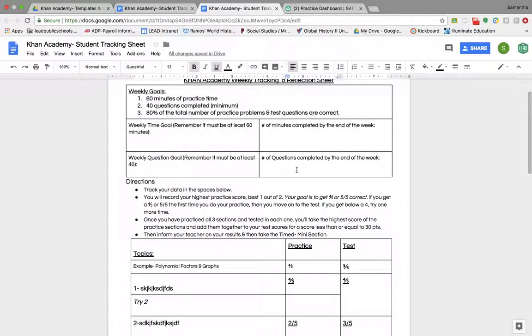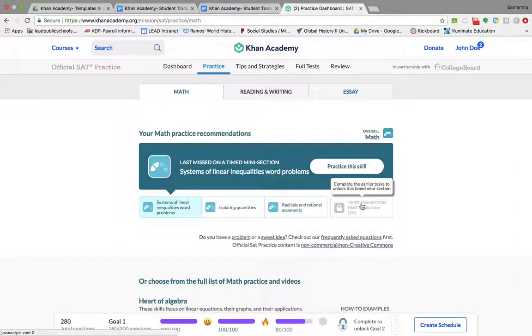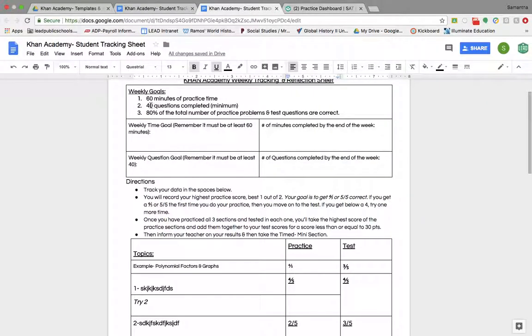Plus, where am I getting this other 10? Well, your timed mini section is 10 questions too. So that's where I'm getting the goal of 40 questions completed minimum every week.